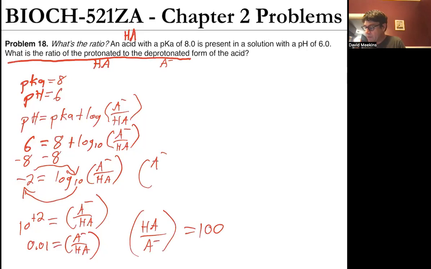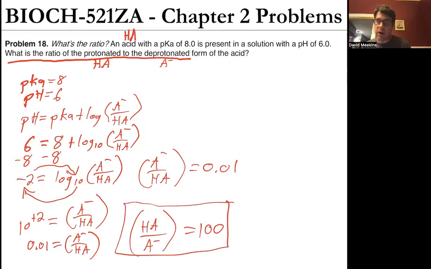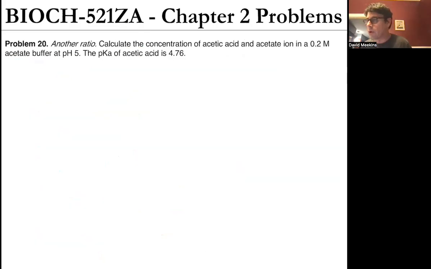So the deprotonated form over the protonated form equals 0.01. That's 10 to the -2. And then if you switch those around, it's 10 to the 2. So that's why the answer is 100. Hopefully that's clear to everybody. They're trying to trip you up a little bit.